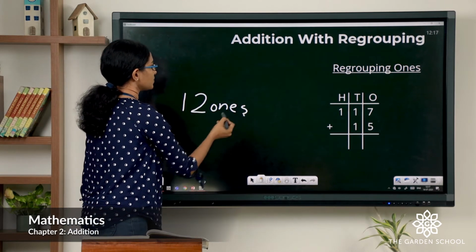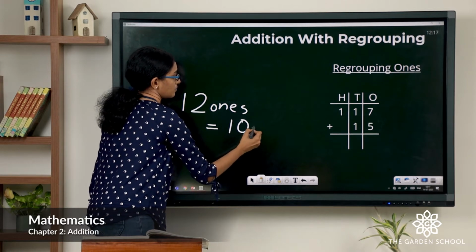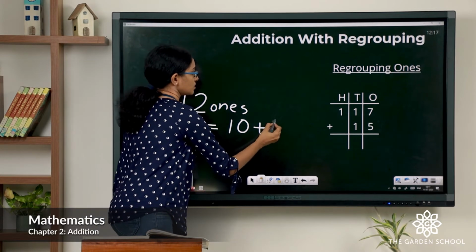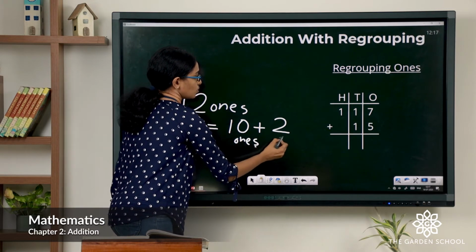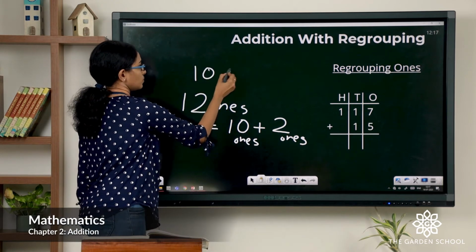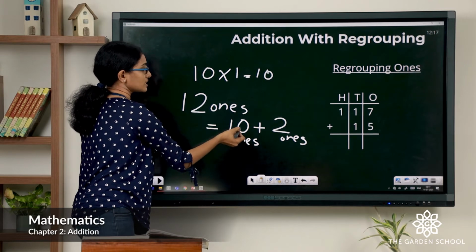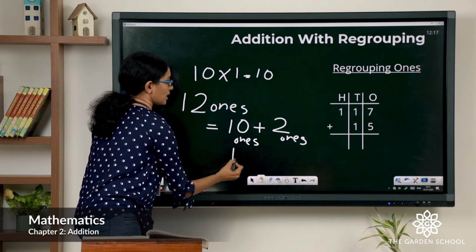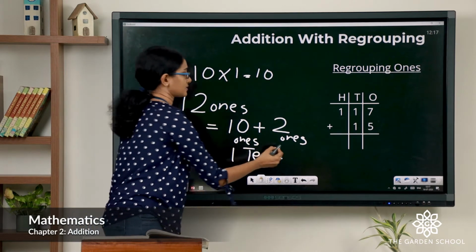So here we have 12 ones, which is equal to 10 plus 2. That is 10 ones plus 2 ones. So we know 10 ones are 10 itself. So let's regroup this 10 ones into 1 ten and then 2 ones.